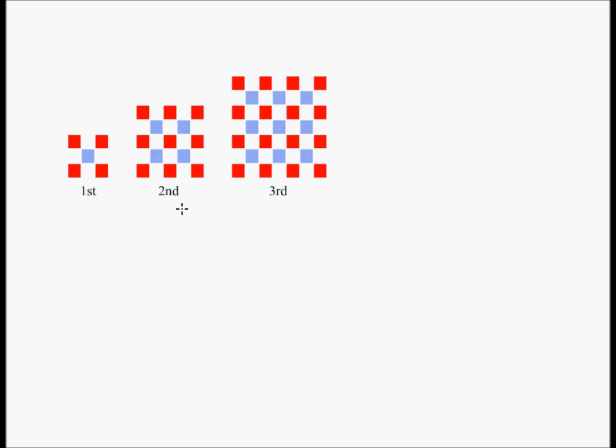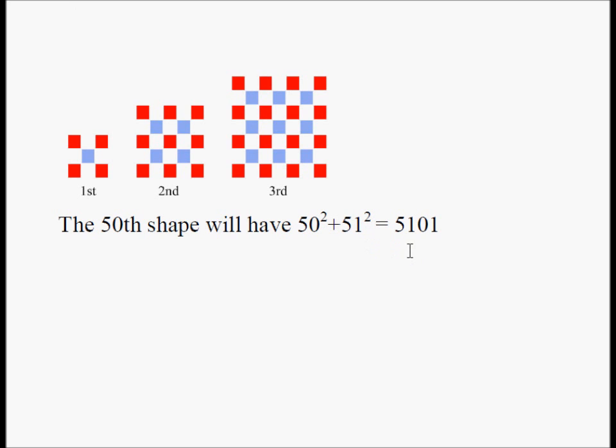So the 50th one should be a sum of 50 square plus 51 square, which turns out to be 5,101.